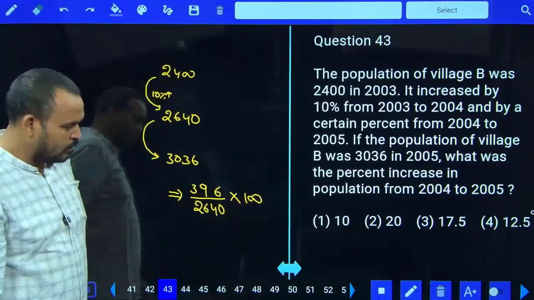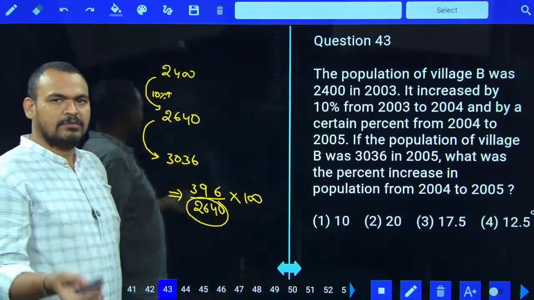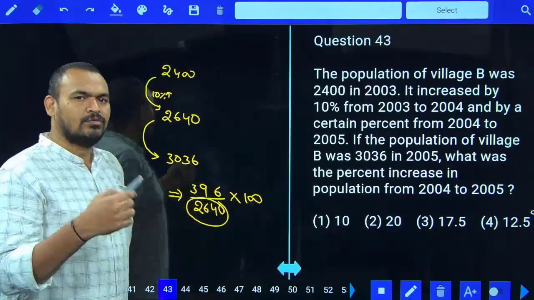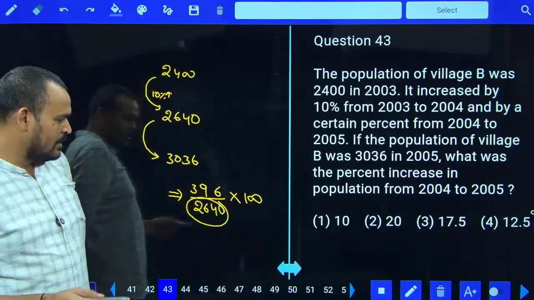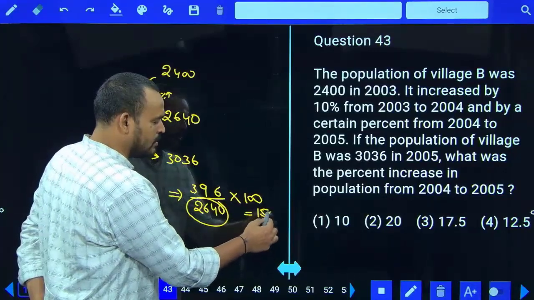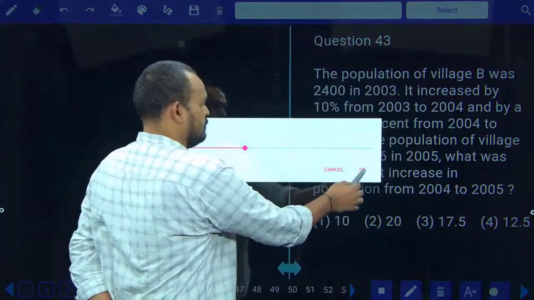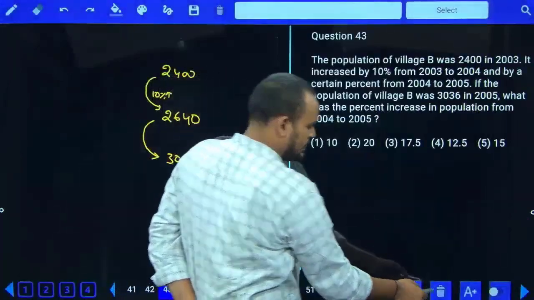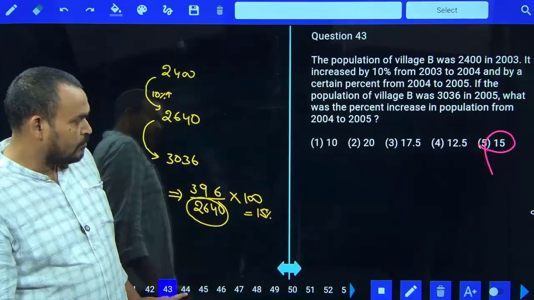100. Okay. What is 10% of 2640? 264. 10% value is 264. Then 5% value is 132. Then 264 plus 132, that is 396. 396 means the increased percent is 15%. Which option? Fifth one. Answer is 15%. Next, question number 44.